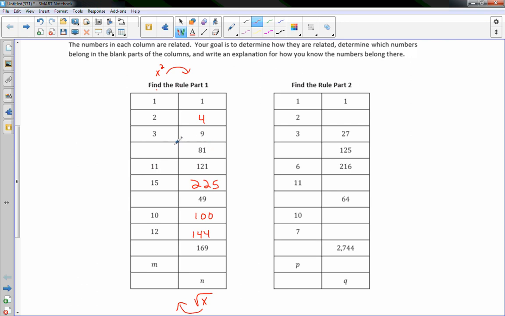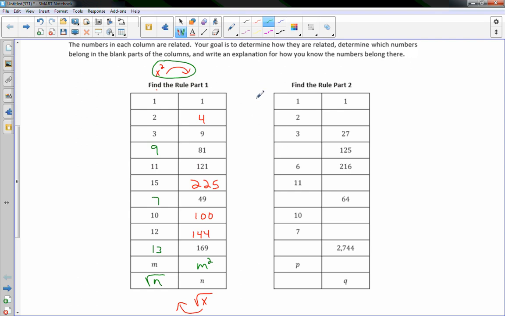So if I take the square root of 81, I get 9. The square root of 49 is 7. The square root of 169 is 13. So I've already come up with the rule going from left to right. If m becomes my x, it's m squared. And going back this way, this is my rule: n will be my x, so this will be the square root of n.